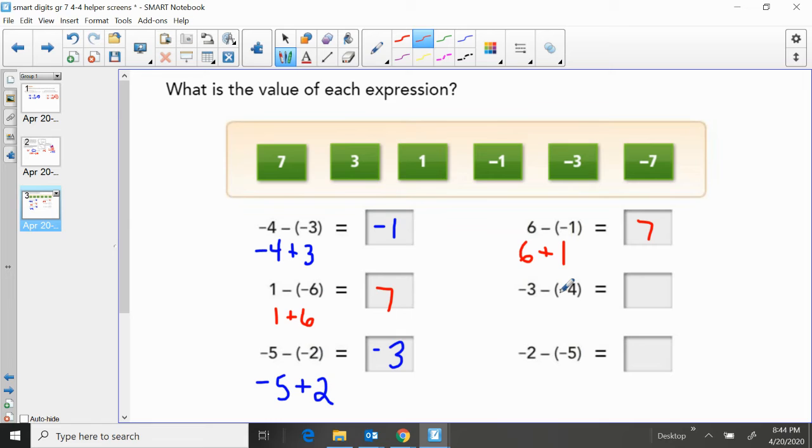Negative 3 minus negative 4. Again, make those negatives into a positive. Negative 3 plus 4. So if I owed somebody $3 and I had $4, after I paid them back those $3, I would have $1 to myself. All right, so there I go.